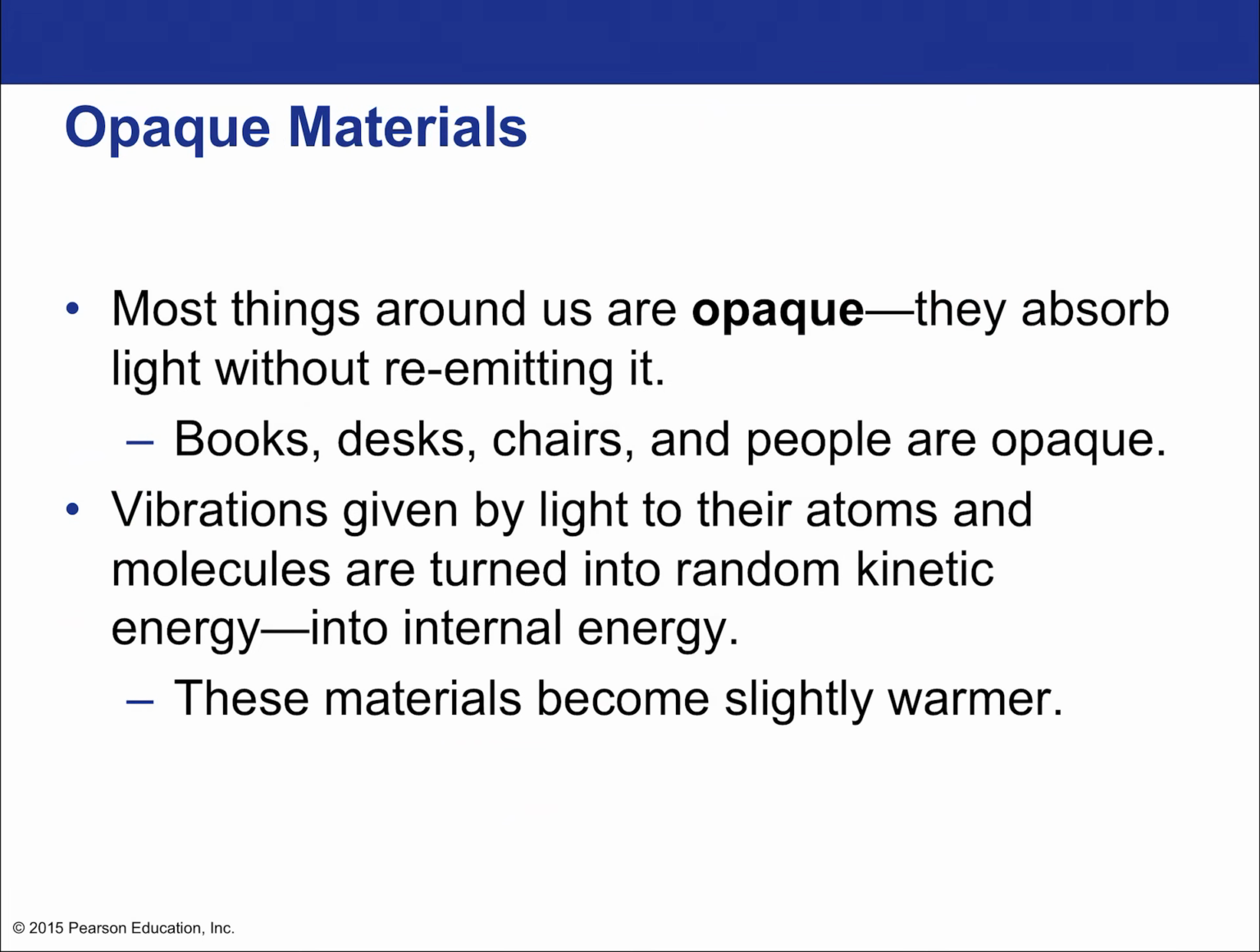Okay, so those are transparent materials, but what about opaque materials? Well, most things around us are opaque, right? Certainly more than transparent. And they absorb light without re-emitting it. Books, desks, chairs, the walls of your house, right? Those are all opaque. The vibrations given by light to their atoms and molecules are turned into random kinetic energy, into the internal energy, the heat of those materials. So every opaque object, it has maybe as many photons hitting it as a transparent object, but instead of the photons and their energy passing through, all that energy is trapped inside of the opaque material. All right? Which means they have to warm up, right?